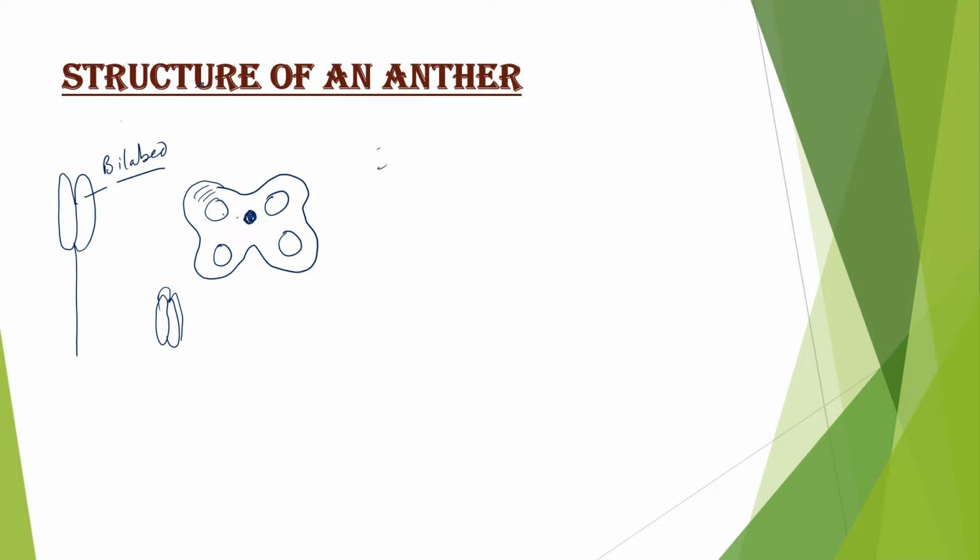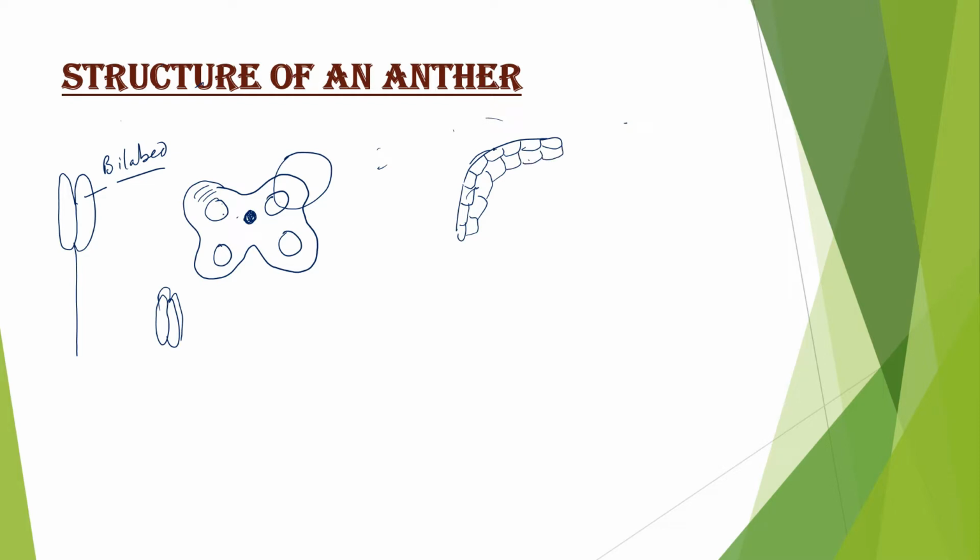There are 2-3 layers which are the covering layers of the anther. Let's draw the anther here. Only this portion will be magnified here. The outermost layer is called the epidermis. Let's draw the epidermis. I draw it myself so that you can see the diagram, but you have to draw it in the exam. For drawing purposes you must learn the drawing part also.